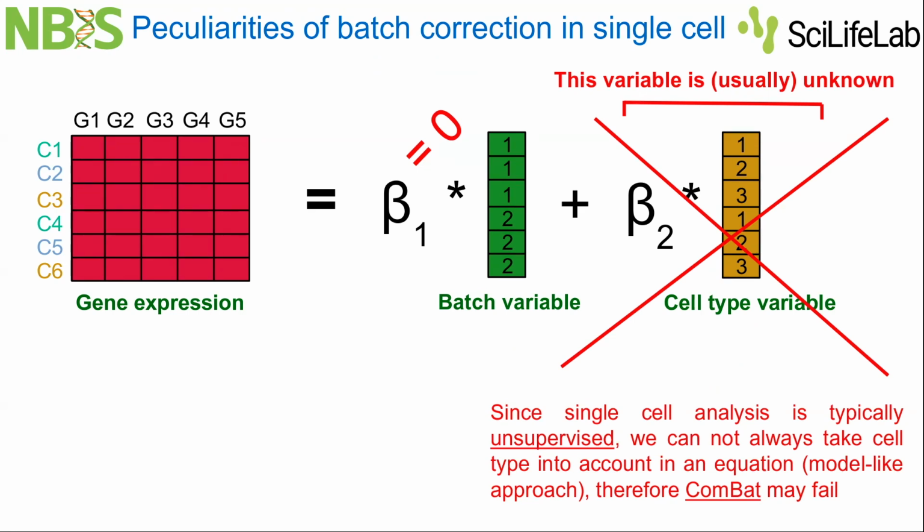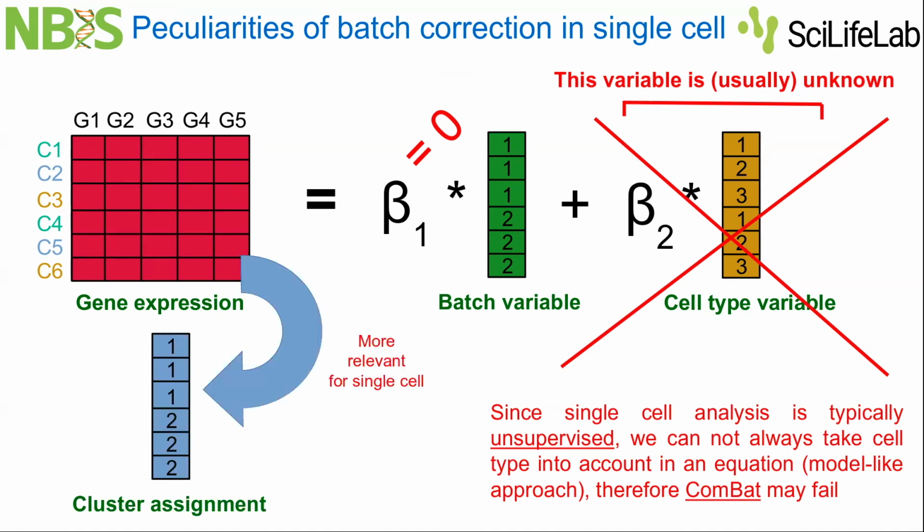So you still can hope for the best, and try to remove the batch variable, just regress out the batch. The batch variable is usually known. You know how you generated your data. But then, of course, there is no guarantee that it doesn't affect the valuable cell type information. So that's why this regressing out should be taken with caution. And there is a kind of a proxy, a replacement for this cell type variable, which is specific to single cell data, which is a cluster assignment.